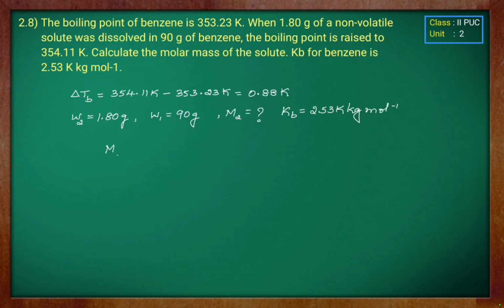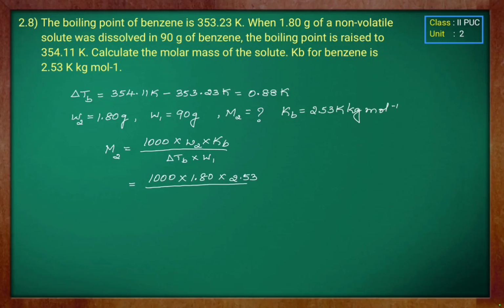We have the formula M2 is equal to 1000 into W2 into Kb divided by delta Tb into W1. Let us substitute all the data into the formula to calculate molar mass of the solute. 1000 into W2, that is 1.80, Kb is 2.53 divided by delta Tb, the elevation in the boiling point, 0.88 into W1, that is 90 grams. After solving, we will get molar mass of the solute as 58 grams per mole.